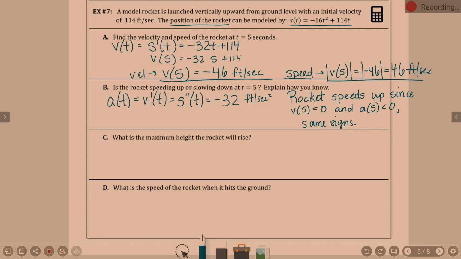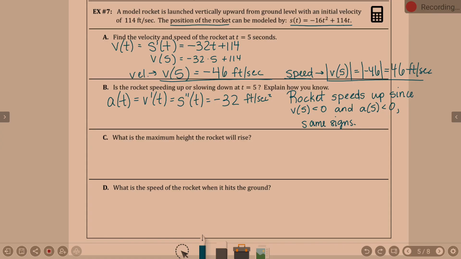What is the maximum height the rocket will rise? Well, they have to find... We can't just plug 5 into the distance, can we? No, because 5 is just the number they keep telling us. That's not necessarily the max height. That's just the number they used. What's going to be true of the max height? What's going to be true of the velocity at the max height?